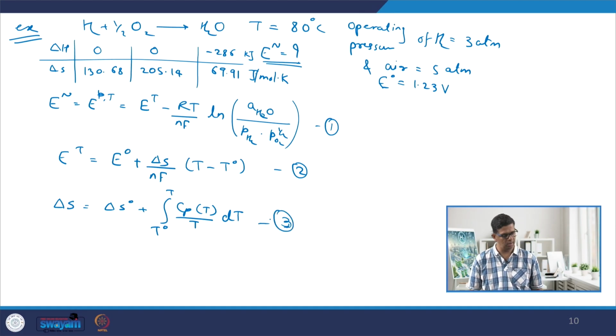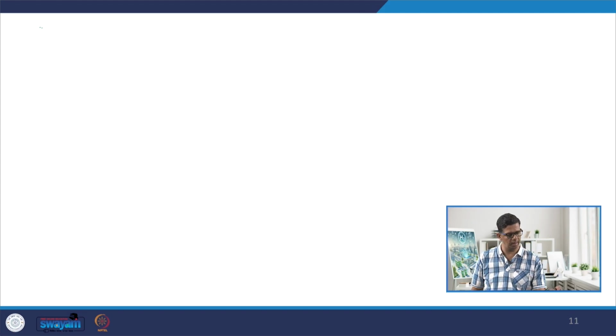Let us call these equations 3. So, our first step is to find out the entropy change, and then we move to equation 2, and finally to equation 1. So, let us find out the heat capacities. Let us first write down the equations.